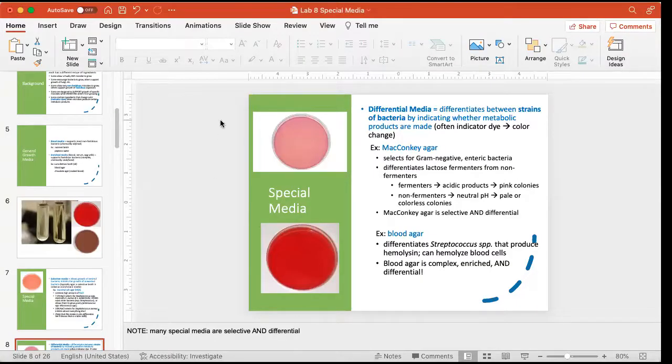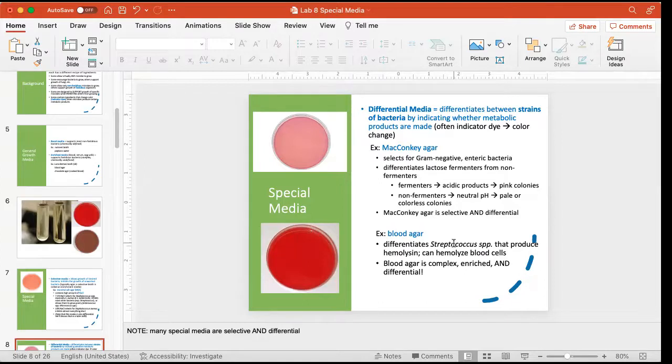I'll give you one more example, and that's this blood agar that we were talking about. This is an enriched media or a complex media because it has blood in it. Lots of different bacteria will grow on blood agar. Fastidious and non-fastidious will grow on blood agar. But it's differential because it helps us identify certain kinds of streptococcus that are particularly pathogenic.